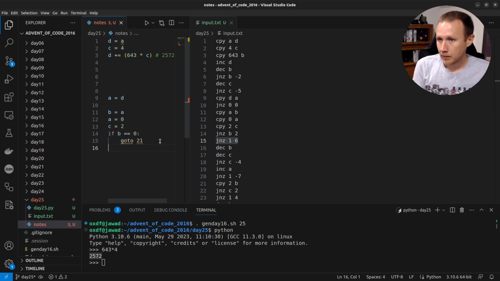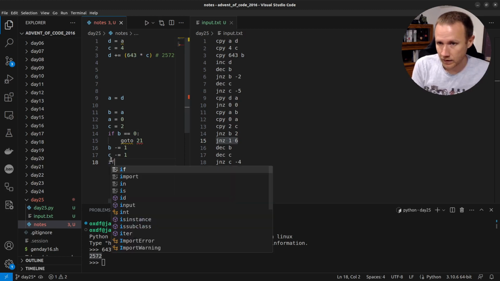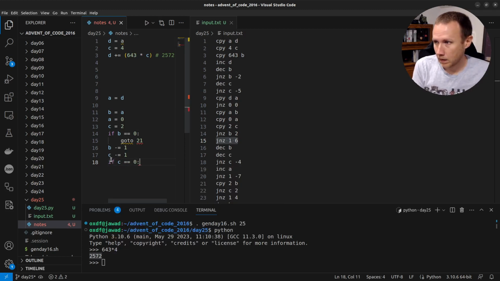Okay. Now we're going to dec B. We're going to dec C. We're going to jump. If C is equal to 0, we're going to go back up 4, so from 18 to 14, back up to this B check. So if C equals 0, go to 27. Inc A, like that. Now jump non-zero 1, so we're always going to make that jump back up 7, so up to 13. So this will go to 13.